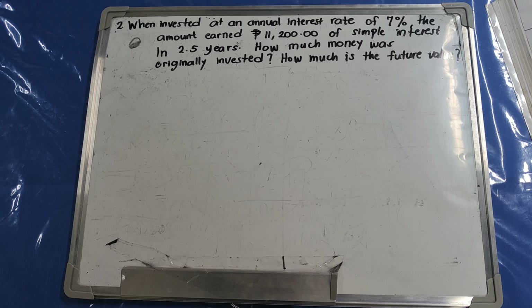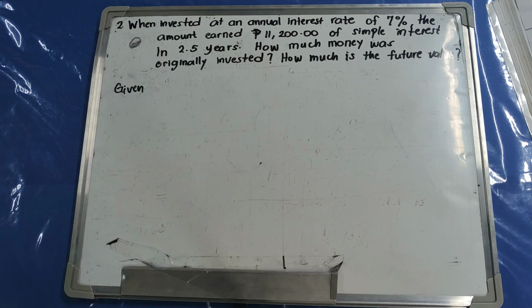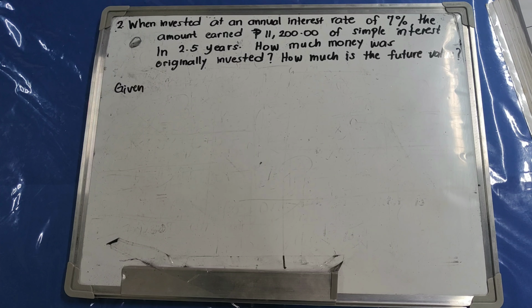Okay, so in this problem, class, we need to assess what is asked in the problem. Is it principal? Is it rate? Or is it time? So the first thing in the solution, you need to identify first the given. So what are our given? Try to look at the problem. The problem is asking for how much was originally invested. Again, let us review. When we say principal, it is the amount being invested or the amount borrowed. So meaning to say, as simply as that, we are looking for the principal.